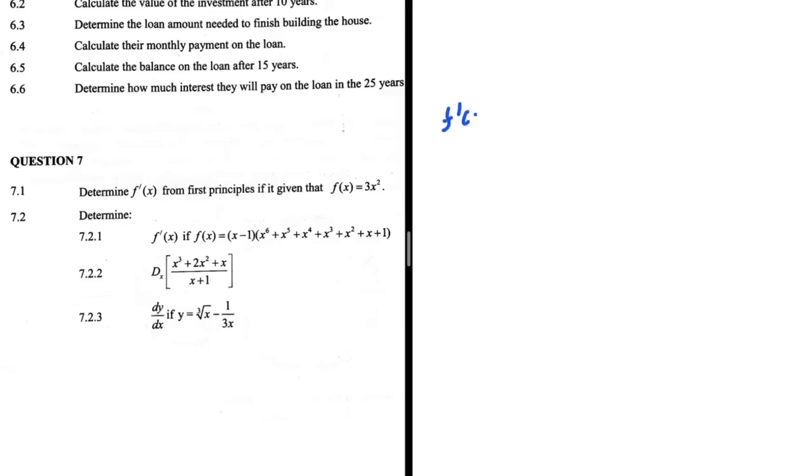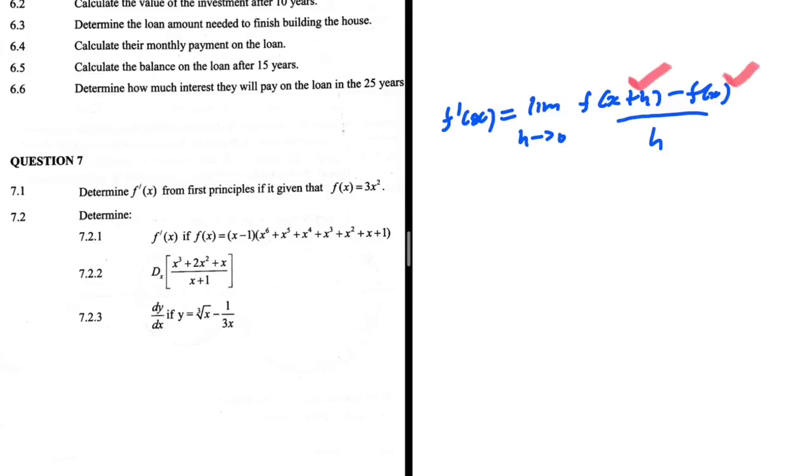Determine f prime of x from first principles if it is given that f of x is equal to 3x squared. So f prime of x is equal to the limit as h tends to 0 of f of x plus h minus f of x, everything divided by h, using first principles. So it's quite easy, it's quite straightforward. Here we just substitute in x plus h in place of x, and here we're just subtracting f of x, nothing complicated, and we are dividing by h.